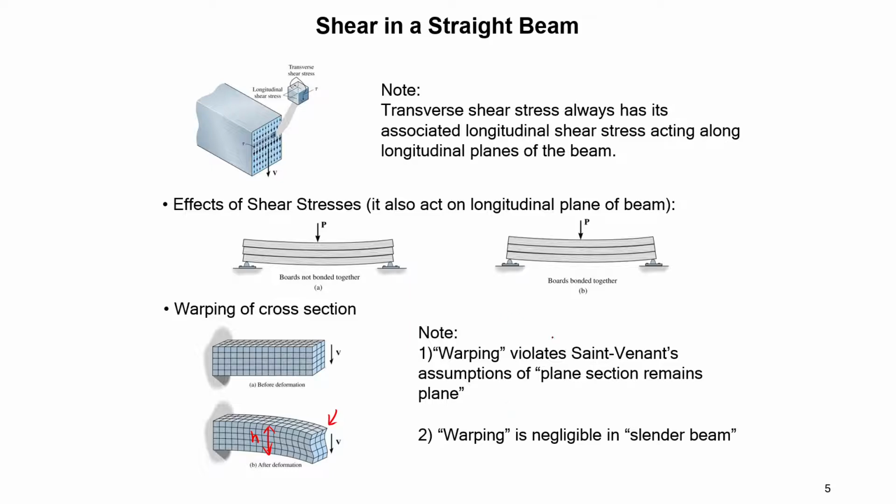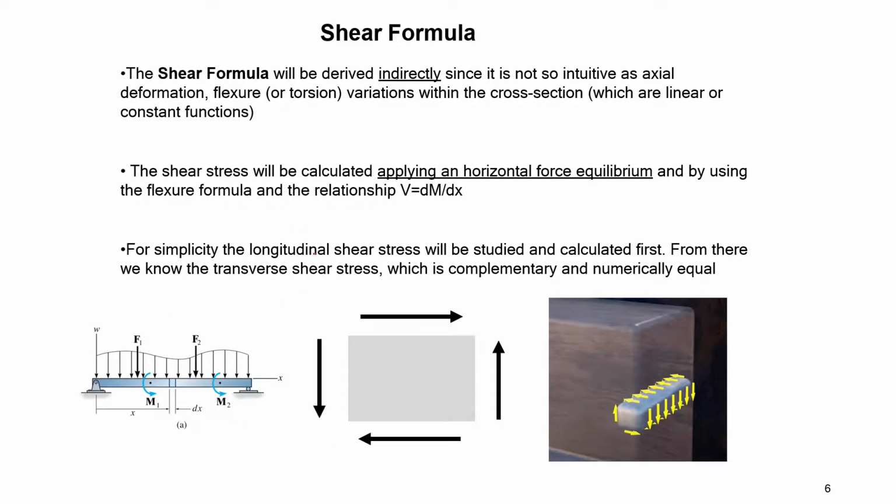Also, warping violates the Saint-Venant's assumption that a plane section remains plane. Under that assumption, if you apply a force far away from your boundary condition, we assume this plane still remains a plane, not like this warping plane. Okay, right. So let's derive the shear formula here.